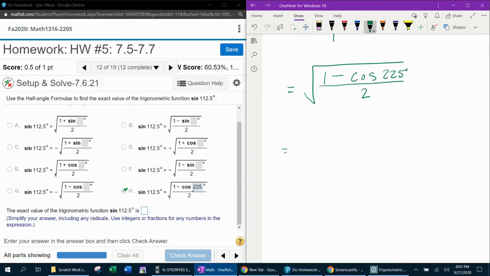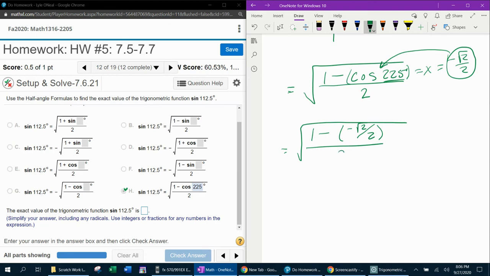And so now we're going to need to actually work this out. 1 minus, we're going to need to know what is the x coordinate at 225 degrees, okay? Well, 225, what is that? That's in quadrant 3, and the x coordinate at 225 is negative square root of 2 over 2. So this is going to replace cosine of 225, negative square root of 2 over 2, all over 2.